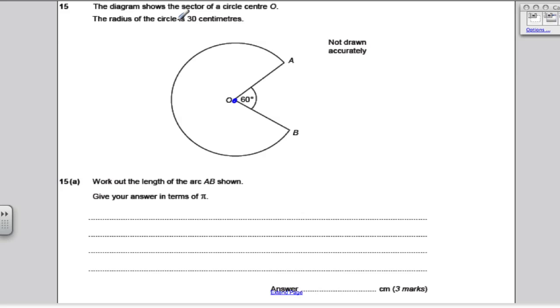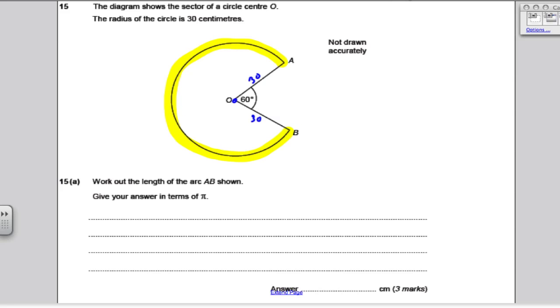Okay, the diagram shows the sector of a circle with centre O. The radius of the circle is 30 centimetres, so this radius here is 30, and that is a radius of 30 centimetres as well. Work out the arc length AB. What they're asking for you here, be very careful, is this arc length, AB.